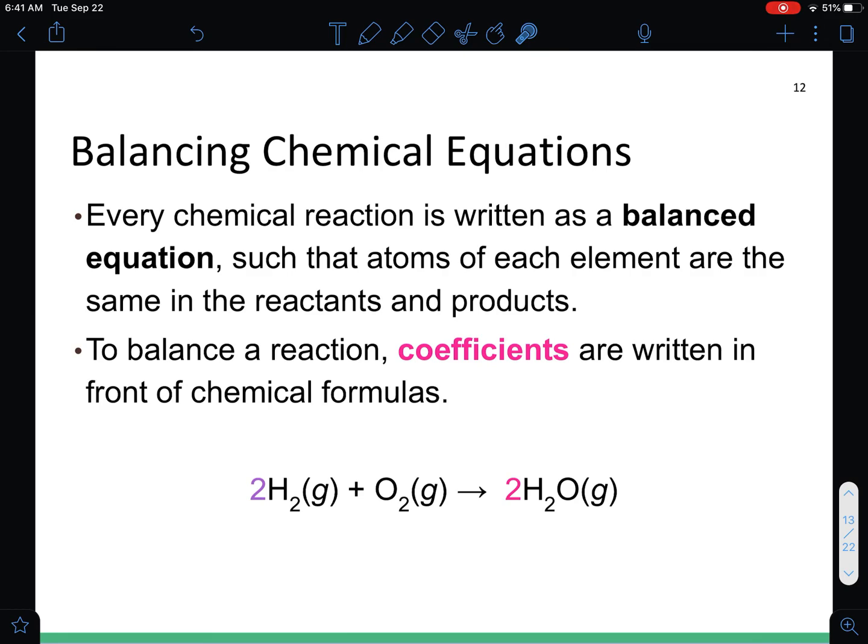Okay, so getting into the balancing of chemical reactions. Here's an example of a balanced chemical reaction, meaning that it has the same number of each type of atom on both sides of the reaction. And we balance them with these things called coefficients. So the 2 and this other 2.